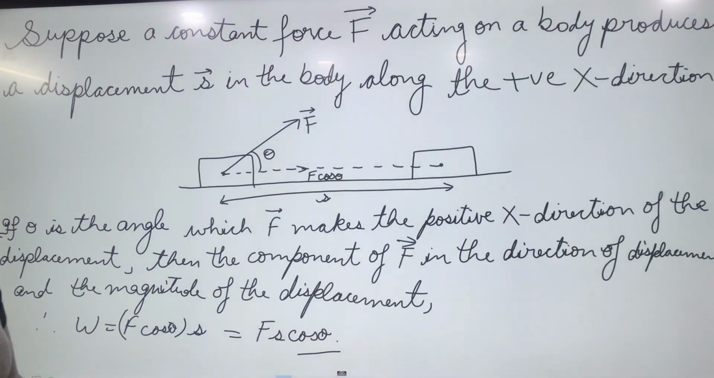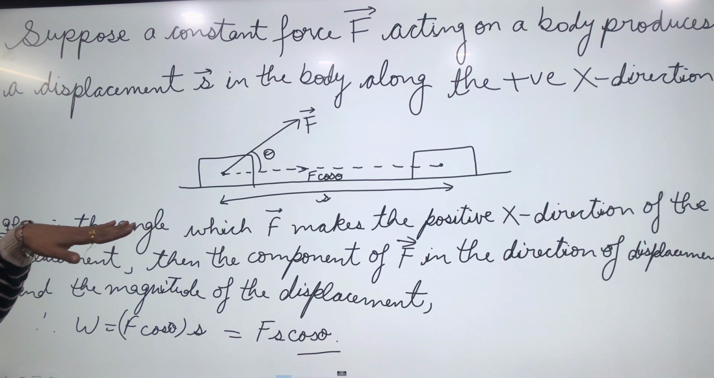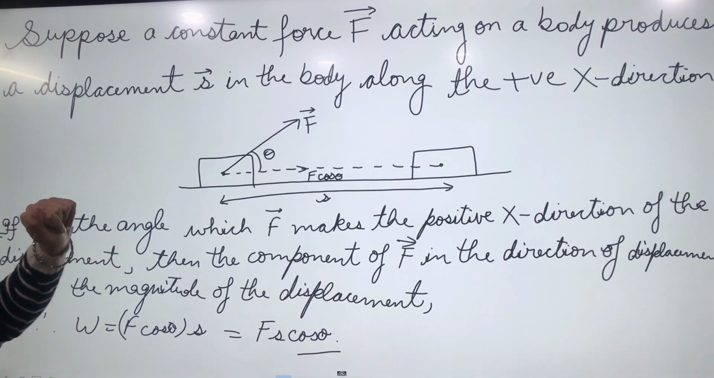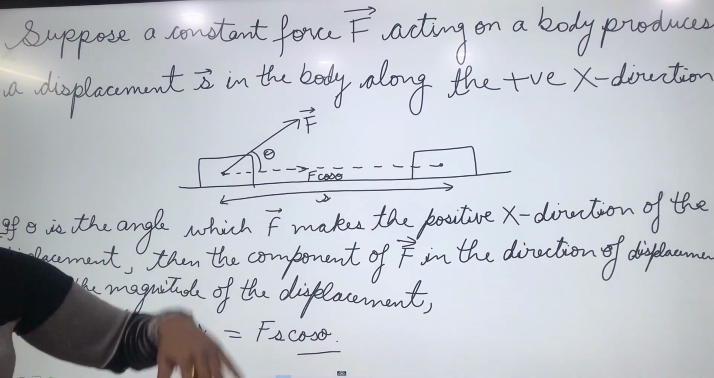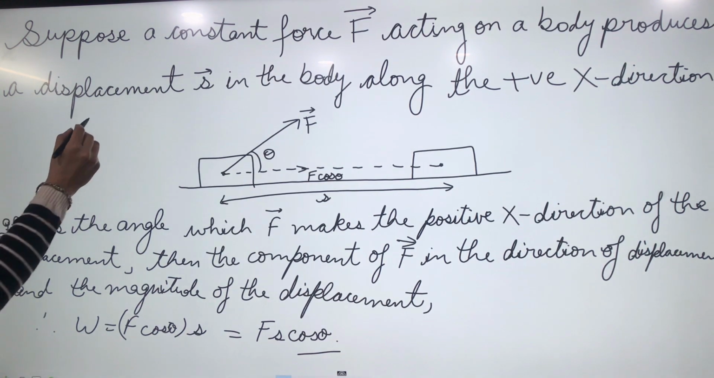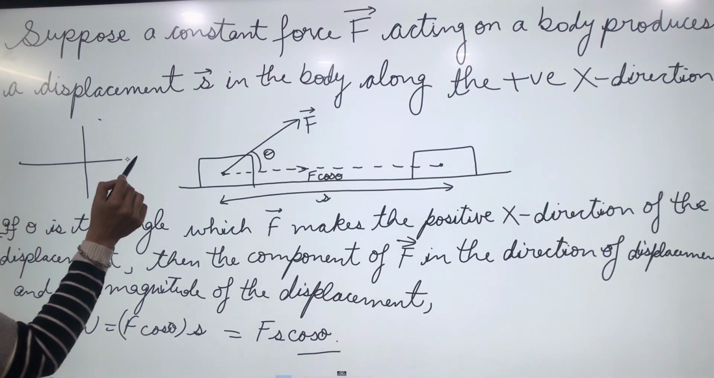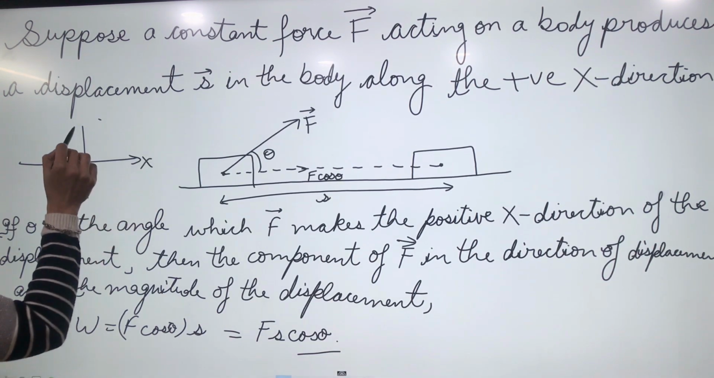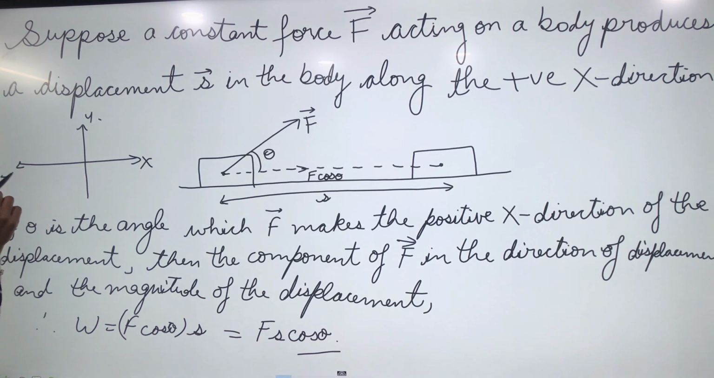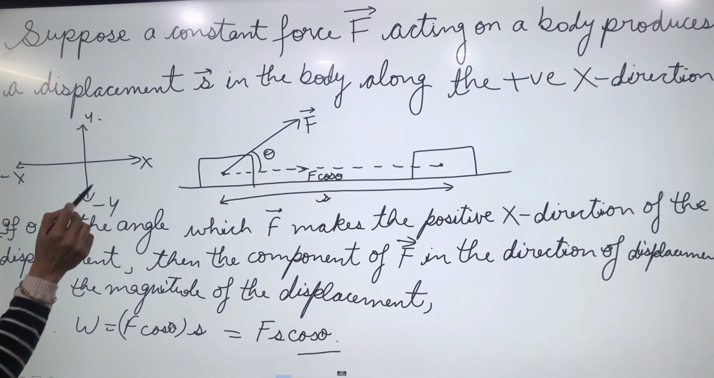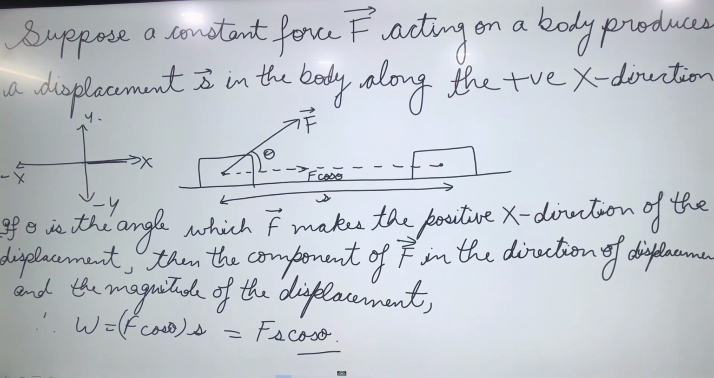And a body produces a displacement. Displacement also has magnitude as well as direction, so we are using the vector sign over S in the body along the positive direction. A force is acting constantly on the body, and it is moving in the positive x direction. Positive x direction means, this is the x-axis, y-axis, and this is minus x, and obviously this will be minus y. So we are talking about this positive x direction.